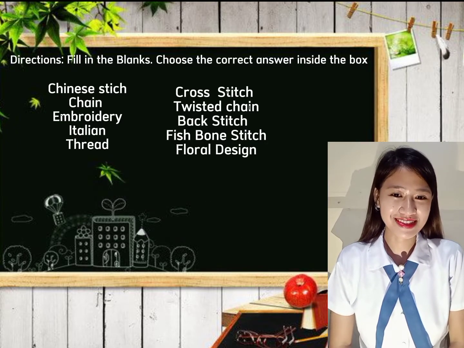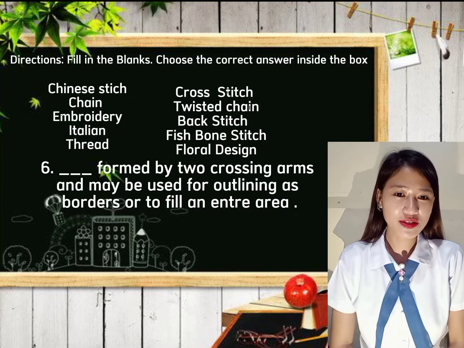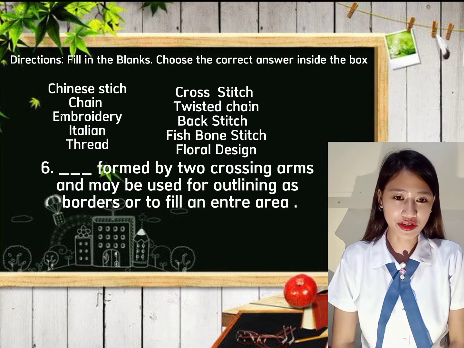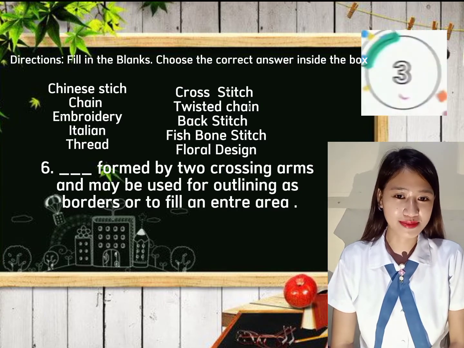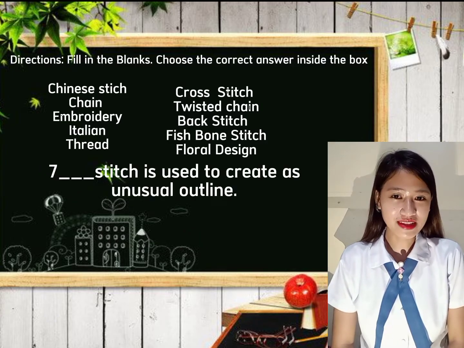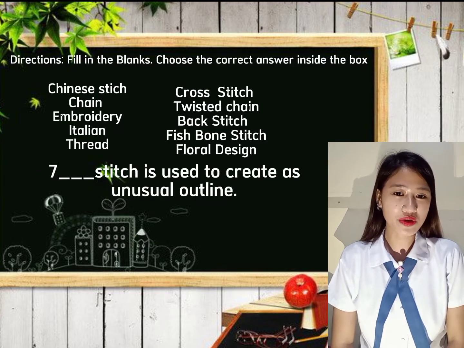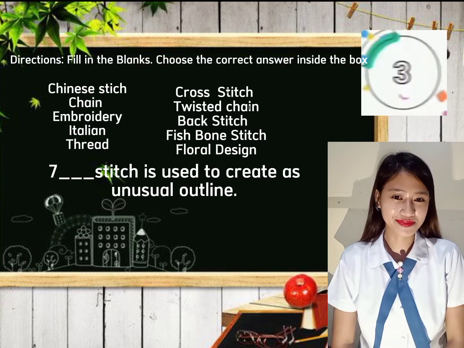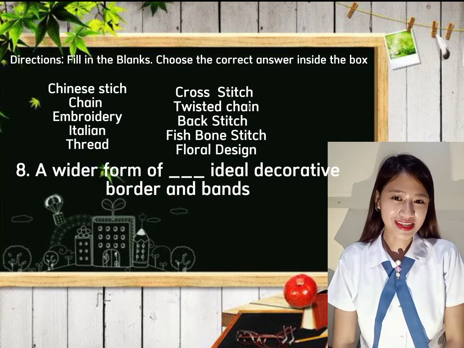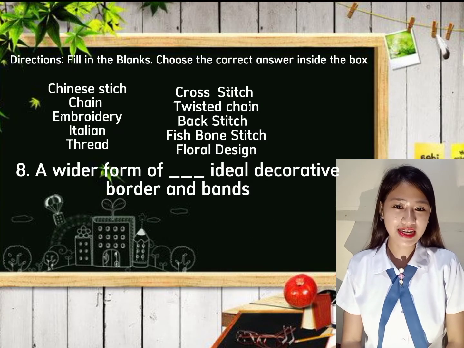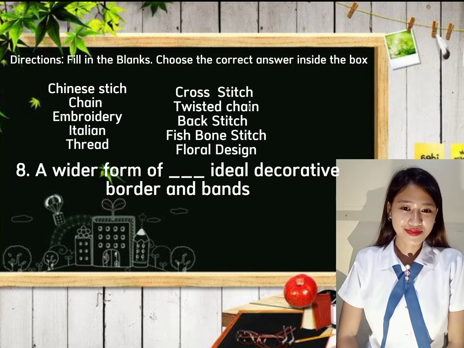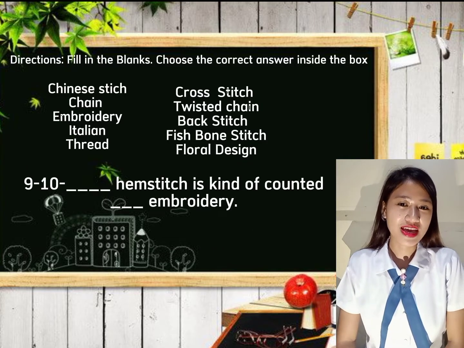Number 6. A stitch formed by two crossing arms and may be used for outlining, as borders, or to fill an entire area. Cross stitch. Number 7. A blank stitch is used to create an unusual outline. Twisted chain stitch. Number 8. A wider form of backstitch, ideal for decorative borders and bonds. Backstitch.